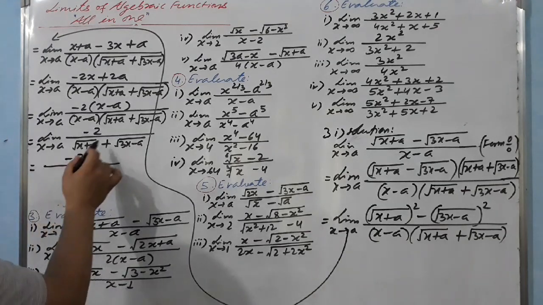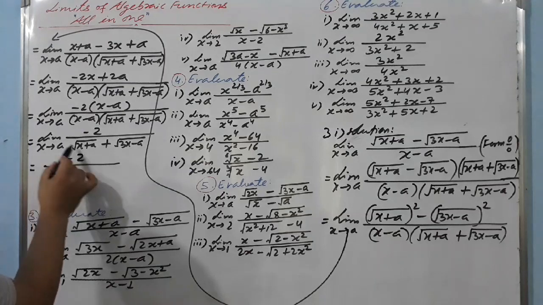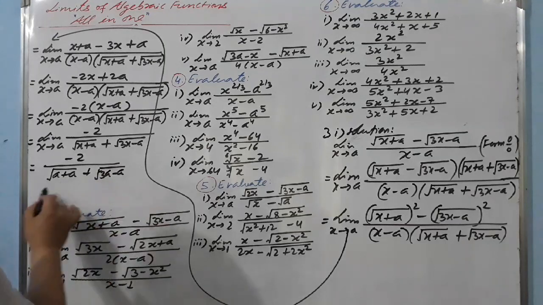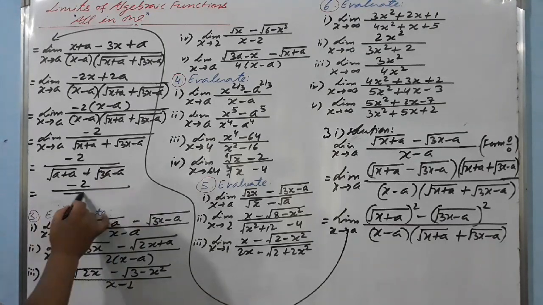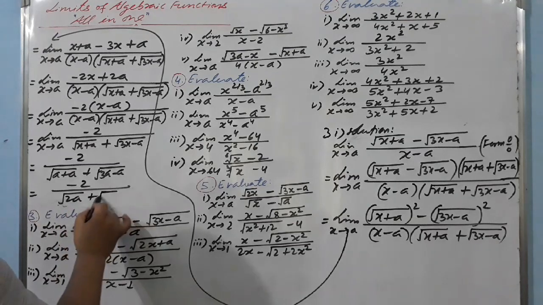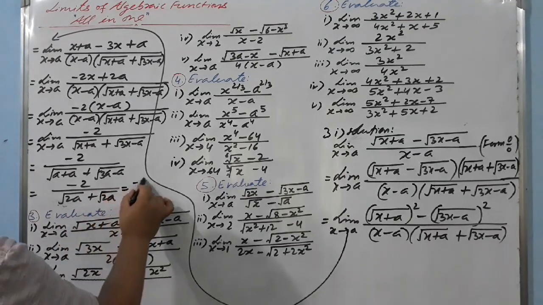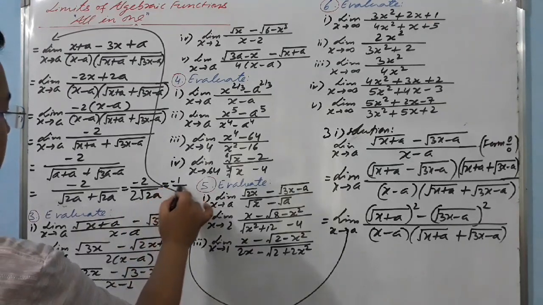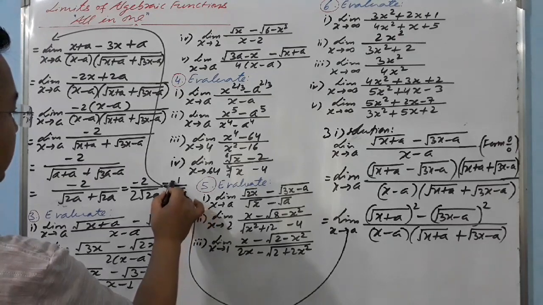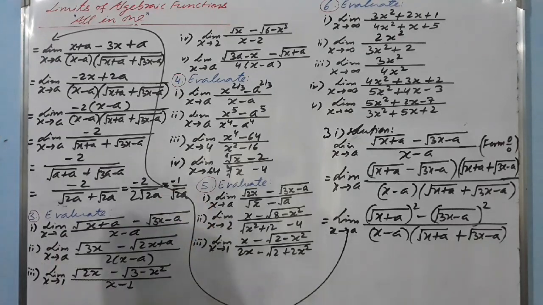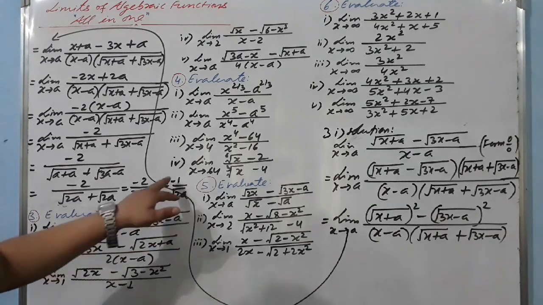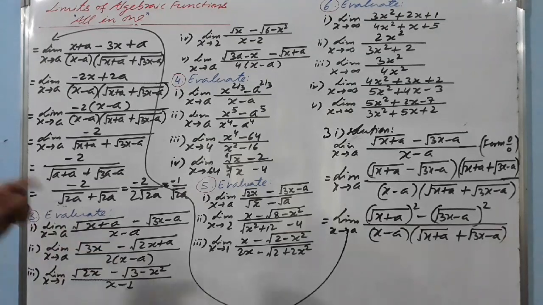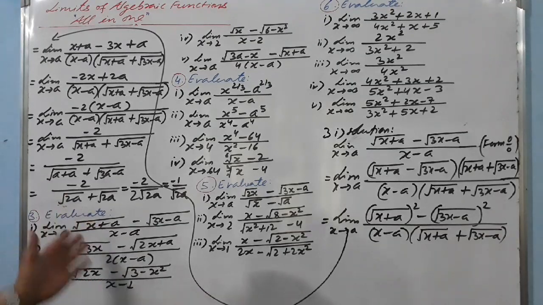At that time we get minus 2, and x tends to a means root of a plus a and root of 3a minus a. You're going to get minus 2 upon root 2a plus root 2a, so minus 2 upon 2 root 2a, and finally you are going to get minus 1 upon root 2a. So this one is your solution. This is the limit of the function, minus 1 upon root 2a, when x tends to a.